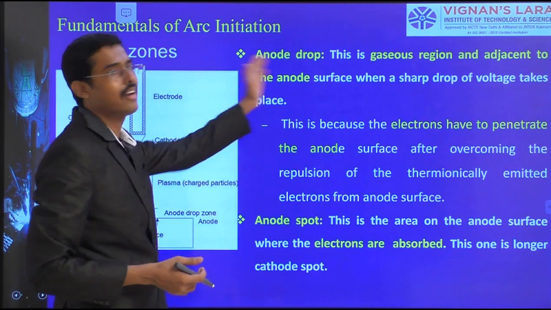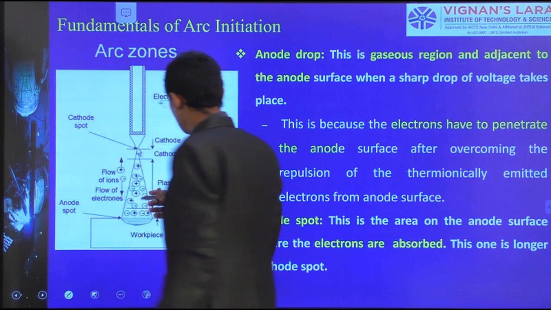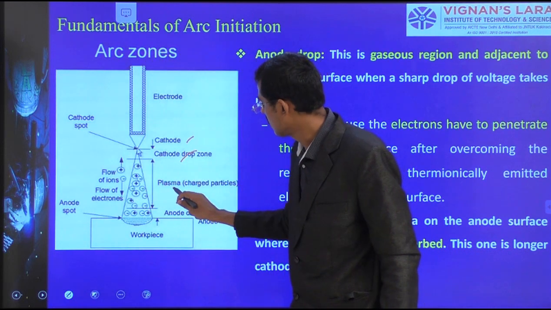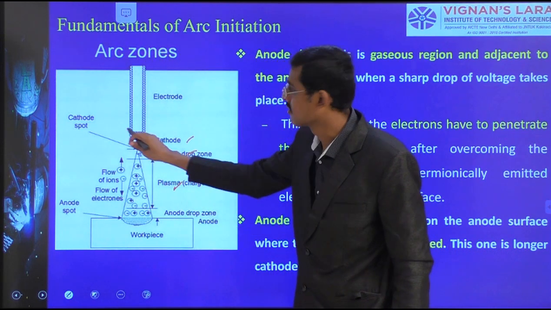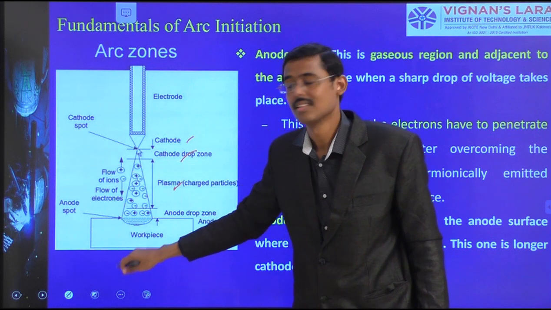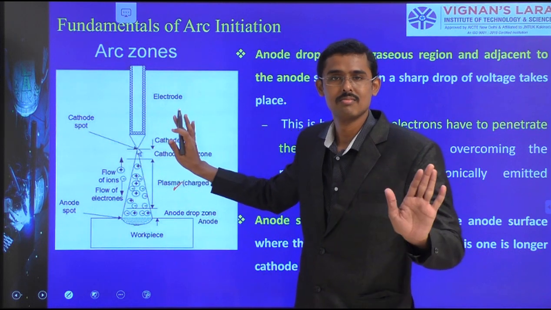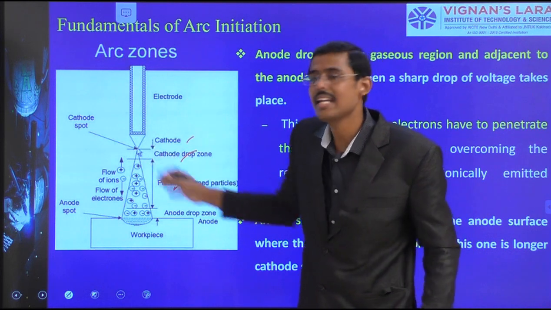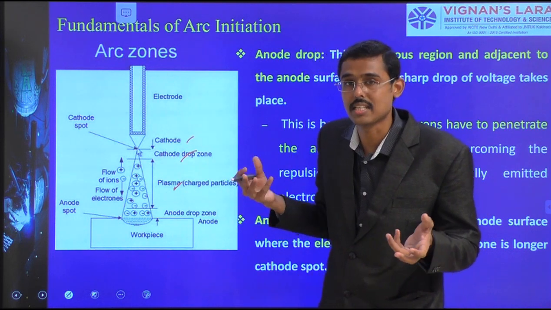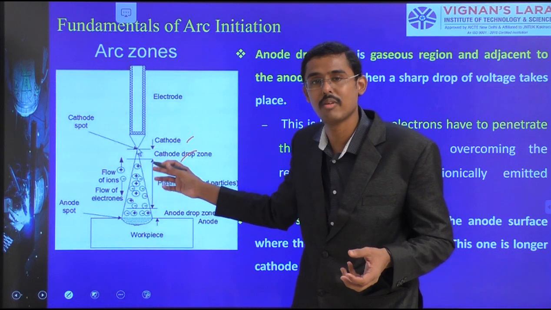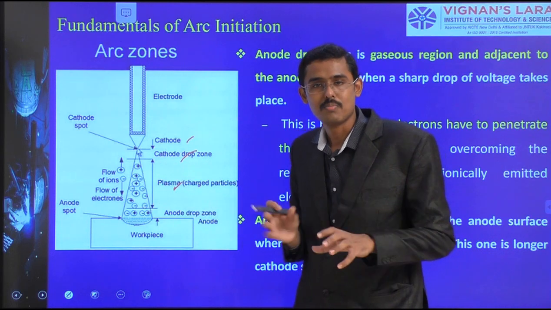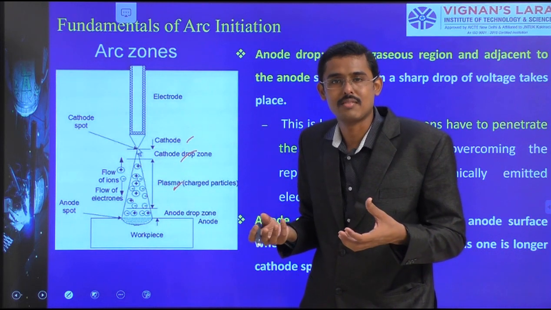Right? So now the anode drop zone. We come to the next one. We are talking about this anode drop zone, where the voltage keeps on decreasing. Due to the high voltage, we have released the electron here. That part is over. Later we do not need that much high voltage, because the electron is released automatically. Here, plasma starts to generate.